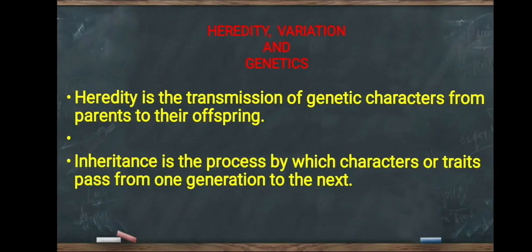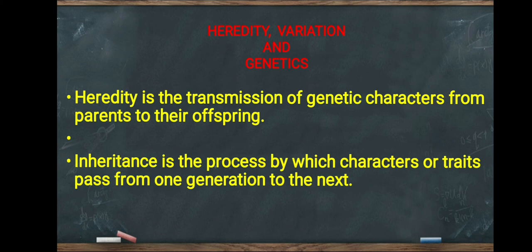First of all, you must be aware of what is heredity, variation and genetics. As you know, there is an old proverb that like begets like. That is, all living organisms tend to produce young ones like themselves. For example, human beings always give birth only to baby human beings, and dogs always give birth only to baby dogs, not any other animal. Or we can say the mango seed forms only a mango plant, not any other plant. Thus, we can say that the offsprings resemble their parents.